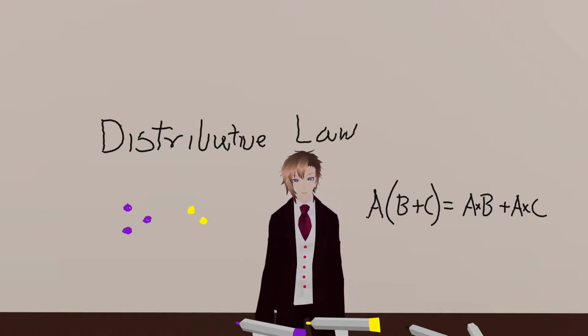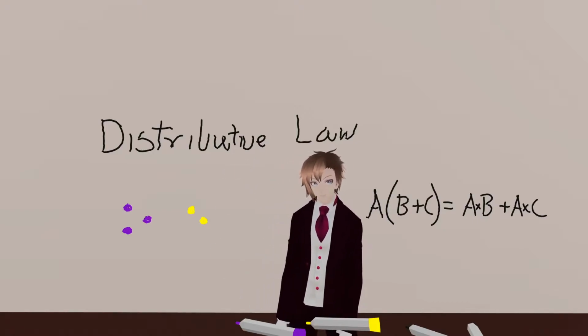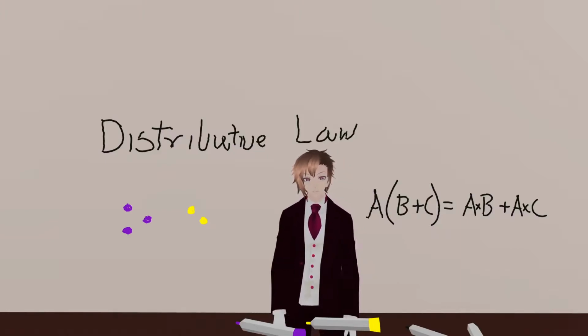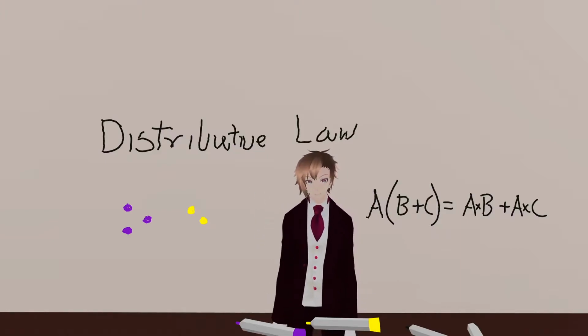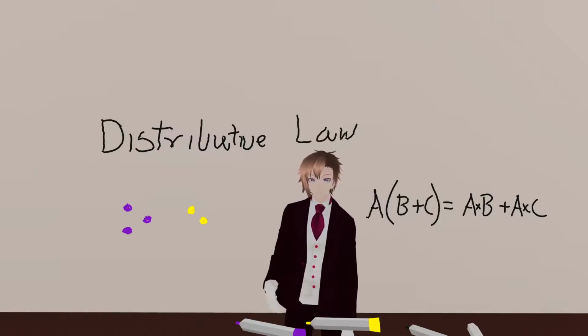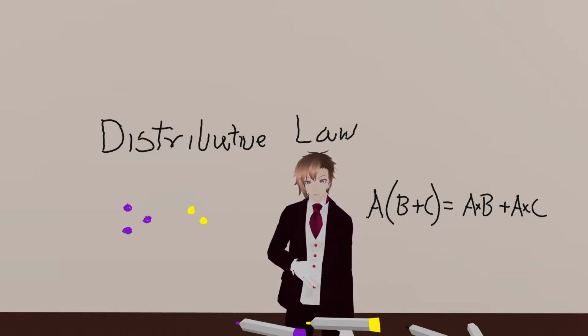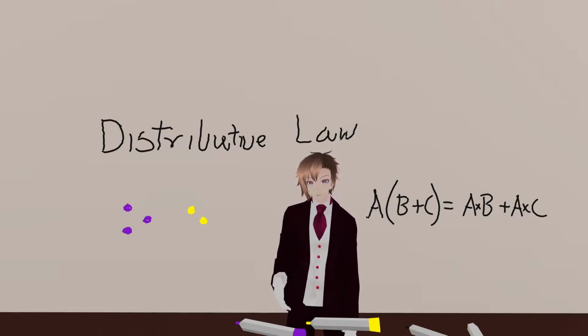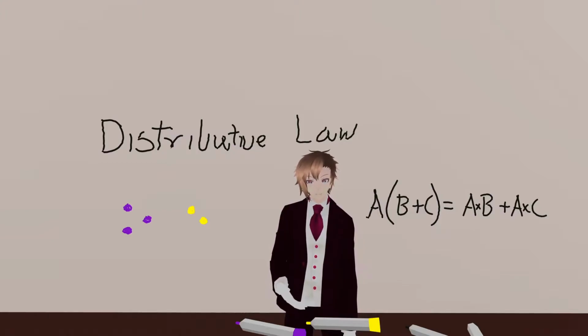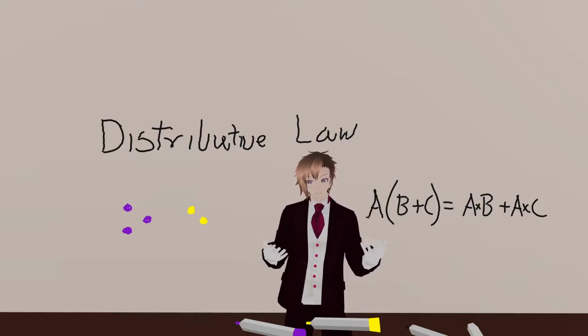Welcome back to another video on algebra. Today we're going to talk about what is called the distributive law. The distributive law is actually pretty simple. What does it mean to distribute something? Well, the definition of distribute is to hand an amount out to everything equally.